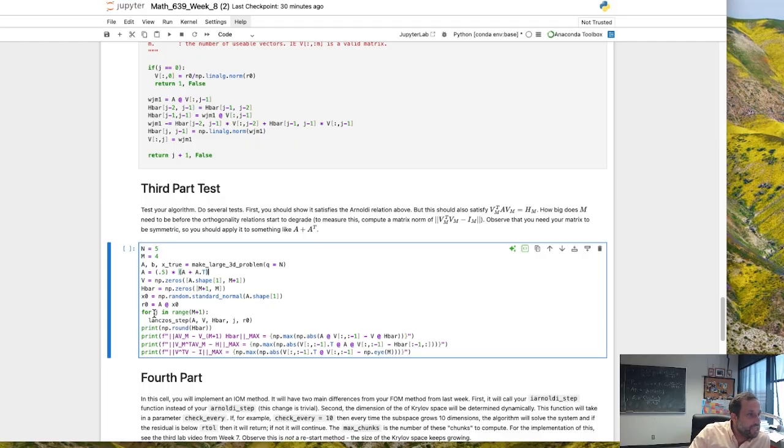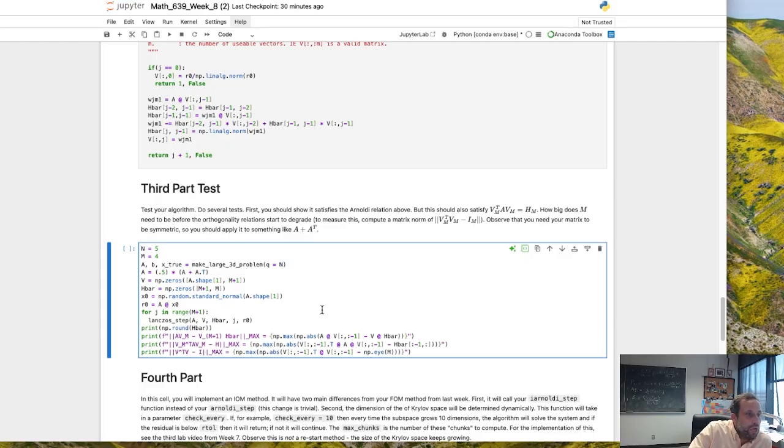But we're going to do for j in range m plus 1, we're going to do the Lanczos step. And so what we're going to see here is the matrix that we're going to get is going to be tridiagonal. It's going to be symmetric, and all of these entries here are going to be close to 0. So notice when we make a large 3D problem, if q is equal to n, it means the matrix is going to be n cubed by n cubed.